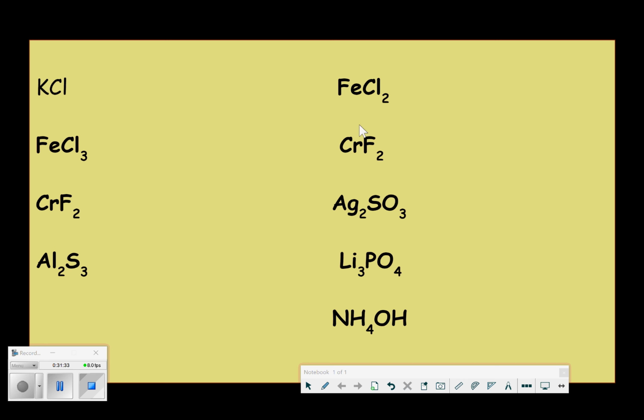All right, I can't do the polyatomics because I don't remember all of those names, but KCl is potassium chloride. FeCl3, iron chloride. CrF2, chromium fluoride. Aluminum sulfide. Iron chloride. Chromium fluoride. And then I don't remember what these are, so I can't do them, guys. Not off the top of my head.